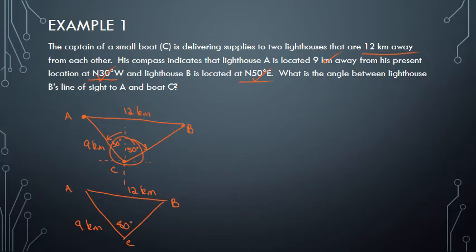Okay, so now they're wondering, what is the angle between lighthouse B's line of sight? So a line of sight is when you go from B, if we look at A in this case, so the line of sight to A and C, okay? So really we're looking for angle B. Now if you wanted to use the menu, I guess I could call it, the list, like we did last time, go for it. C is 80, side C is 12, B is 9, okay, and then we're looking for angle B.